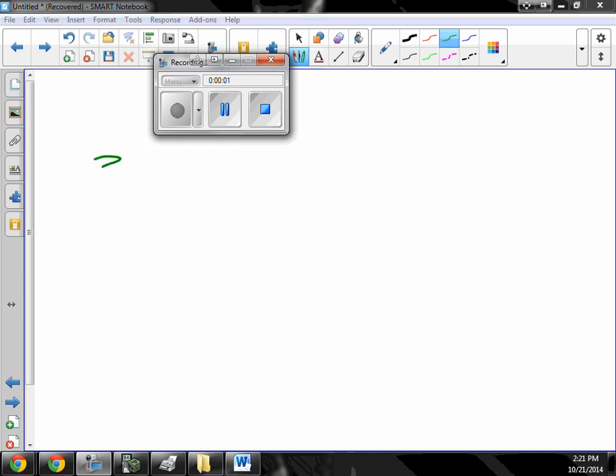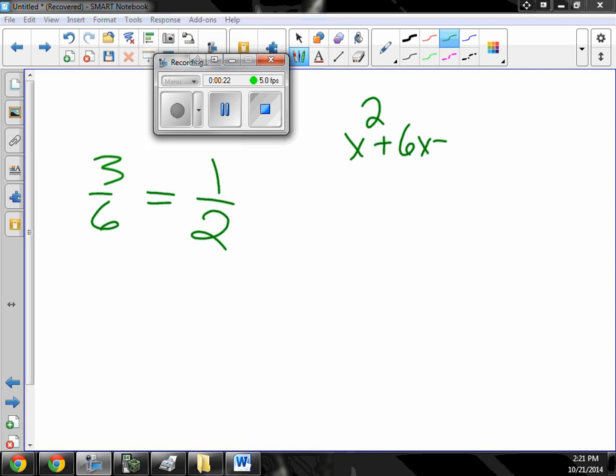Understand that 3 over 6 is numerically equivalent to 1/2. That's easy. So we've been taking rational expressions. So if I had the rational expression x squared plus 6x plus 36 over x squared plus 5x minus 6, this is just a whole bunch of fractions, right?